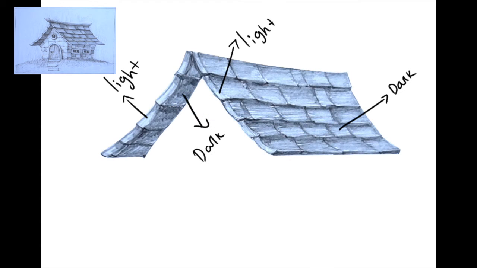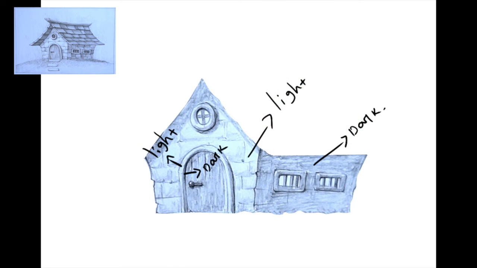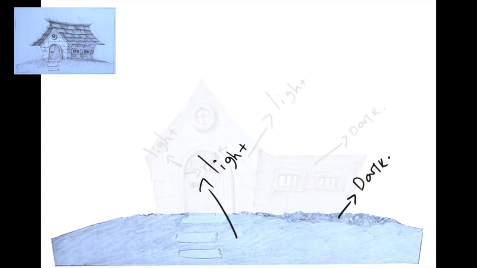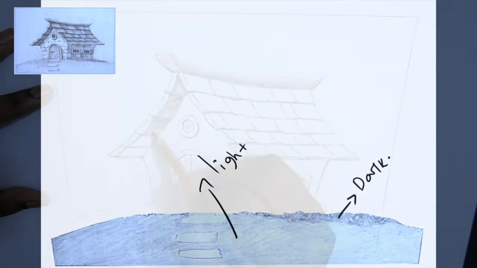Next, the roof part. You can see all the left-hand side part will be a lighter tone and the right-hand side parts will be darker tones. Then the wall and door frames are also given light and dark tones based on the light falling direction. Even the floor has light and dark tones. It is because of the house shadow.